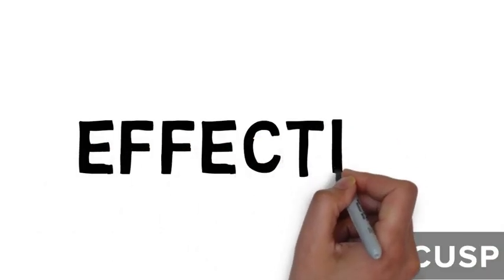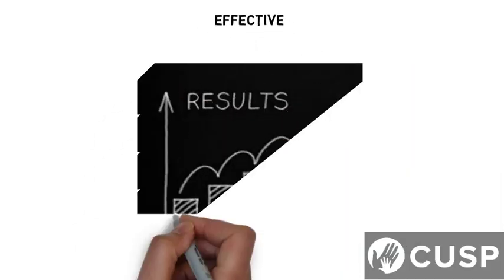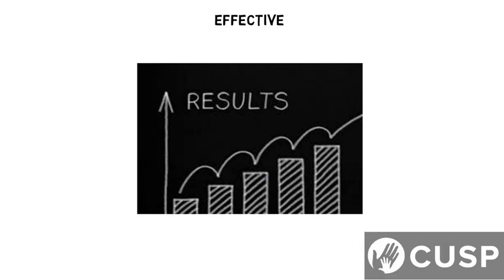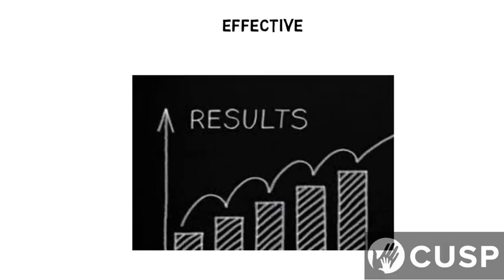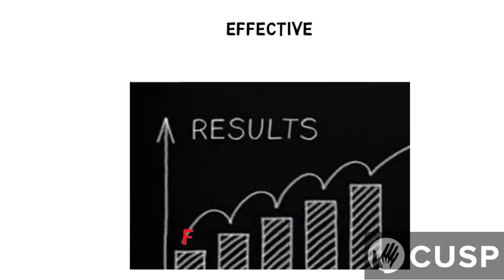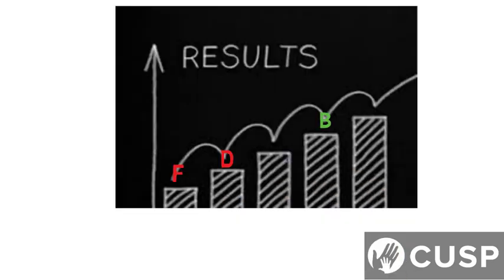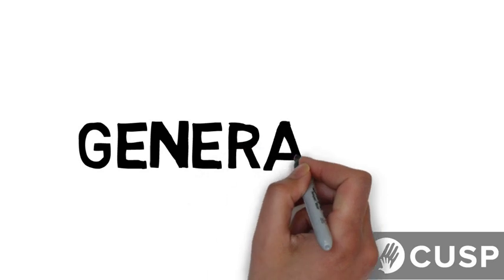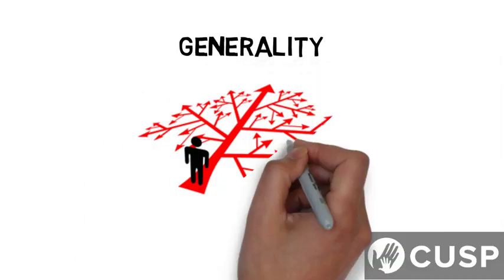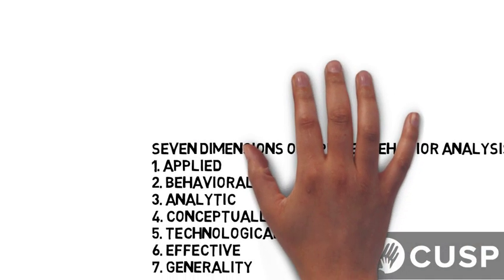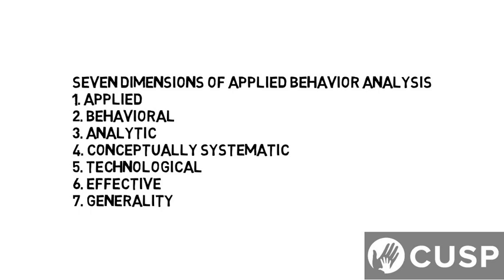Effective. The intervention is working to either increase desired behavior or decrease undesirable behavior. It should be noted that the change should be significant enough to make a meaningful difference. For example, raising a math grade from an F to a B rather than an F to a D. Generality. Skills that are learned generalize across people, settings, and time, and dimensions are different than what they were originally taught. When selecting an ABA program, remember to look for all 7 dimensions.